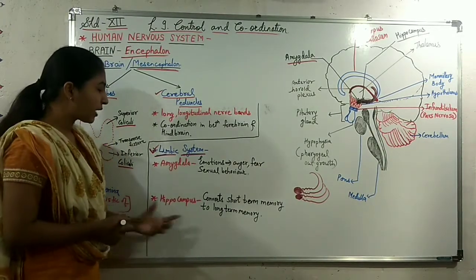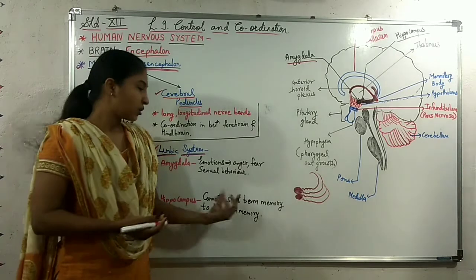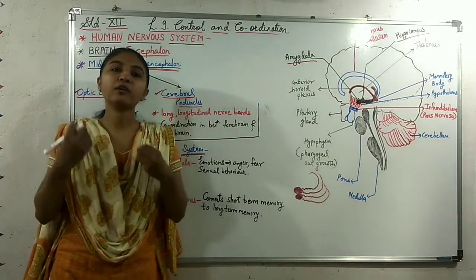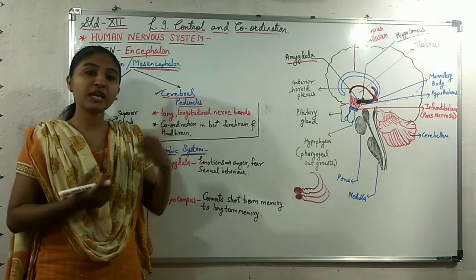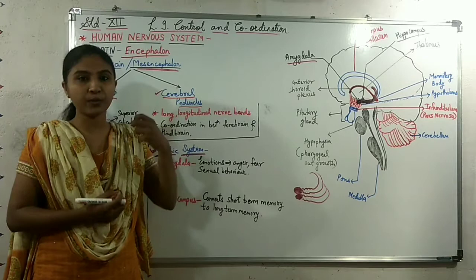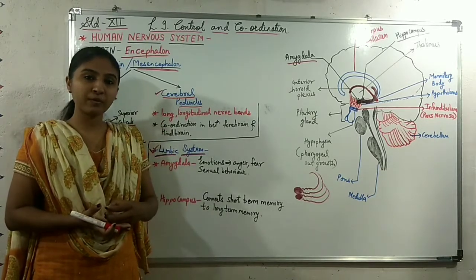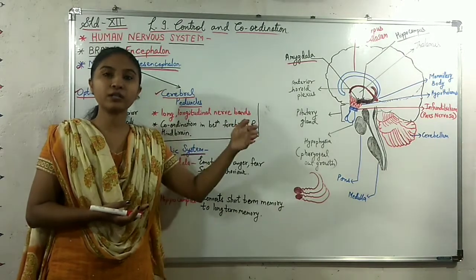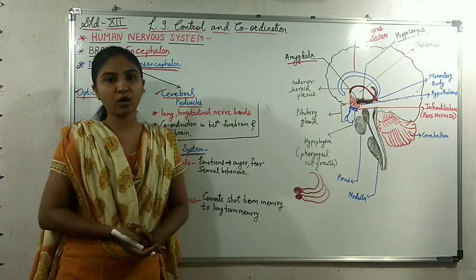Whereas the hippocampus converts short-term memory into long-term memory. Whatever memory we have, whatever things are stored in our brain, that short-term memory is converted into long-term memory, and that's why we remember things for a longer period of time.